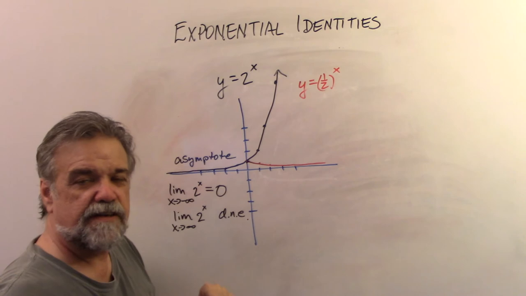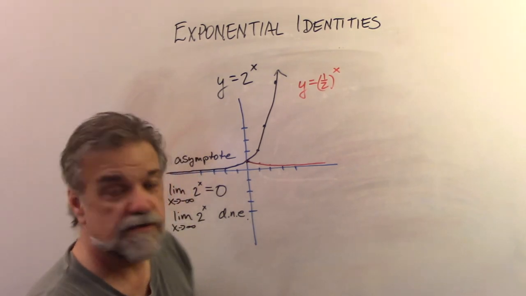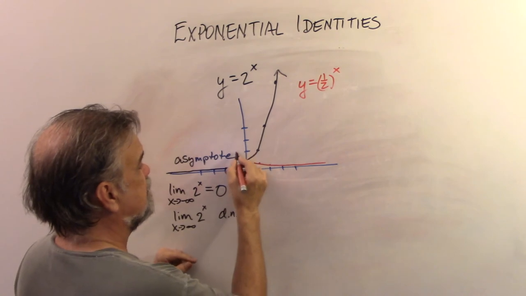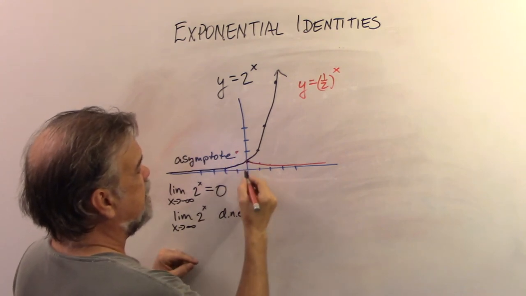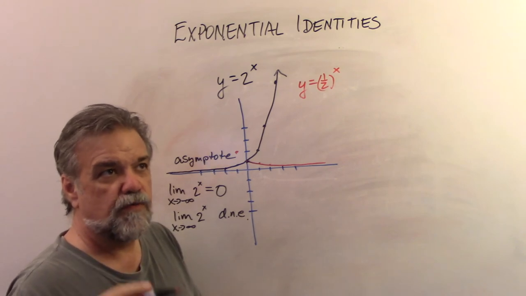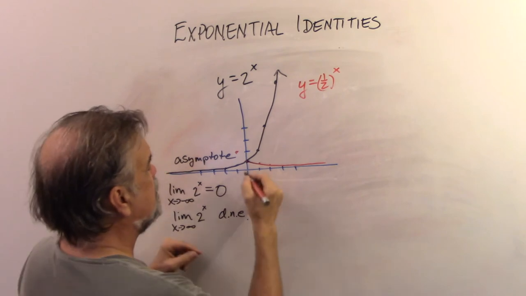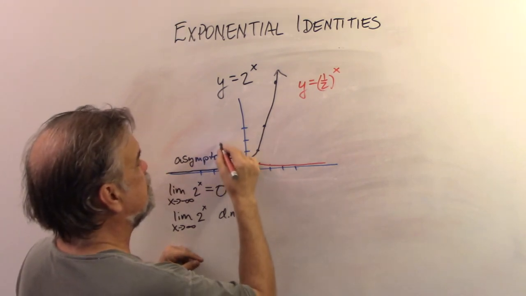What about 1/2 to the negative 1 power? Well, that's a reciprocal of 1/2, which is 2. So 1/2 to the negative 1 is 2. And 1/2 to the negative 2 is 1 over 1/2 to the second, which is 1 over 1/4, which is 4. So 2, and I go 1, 2, 3, 4.